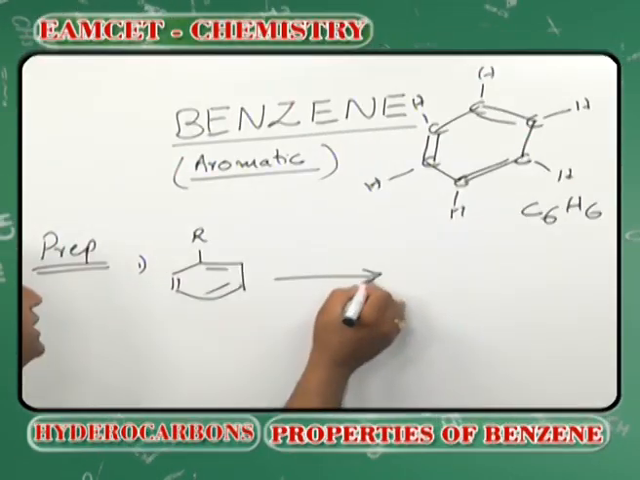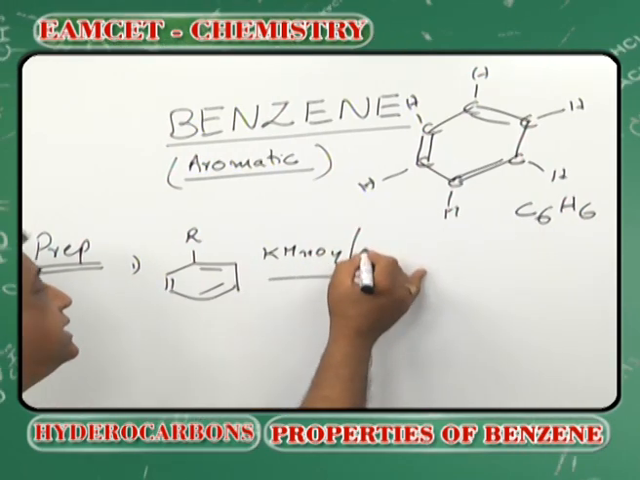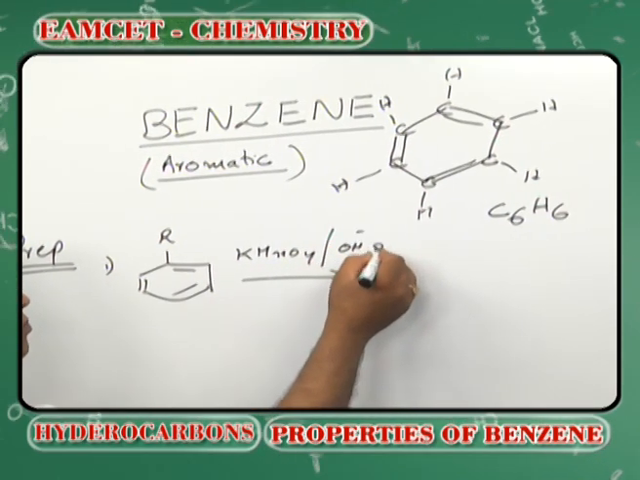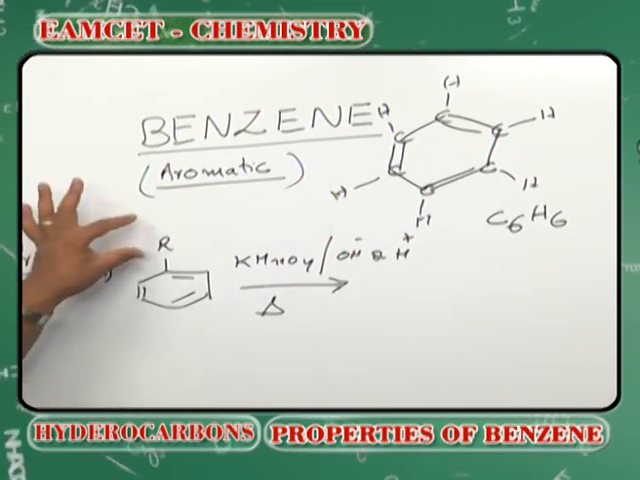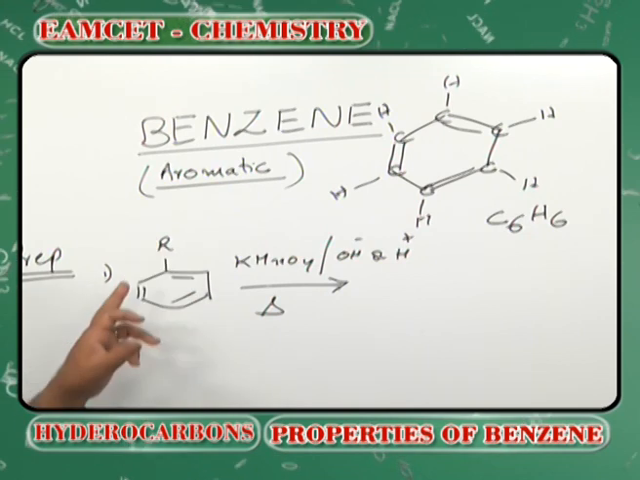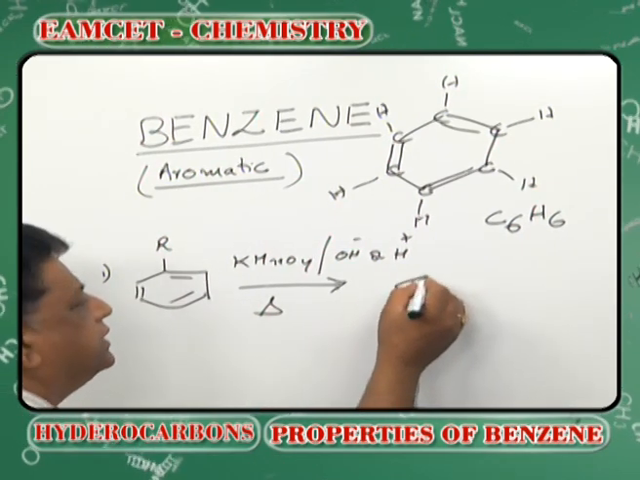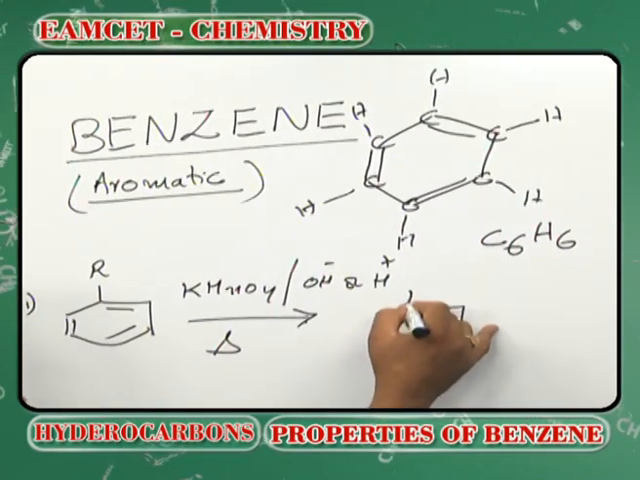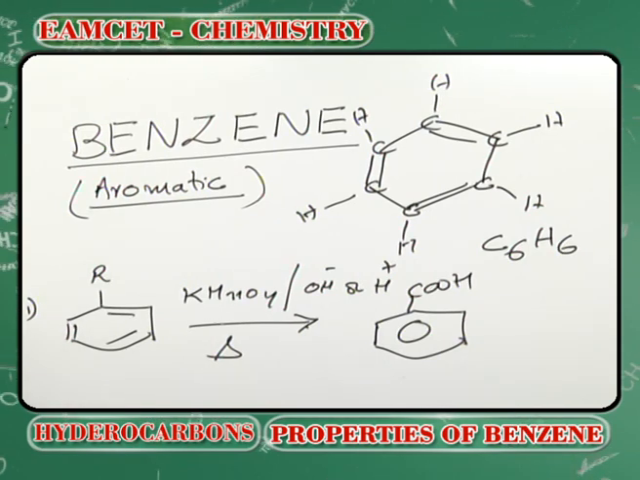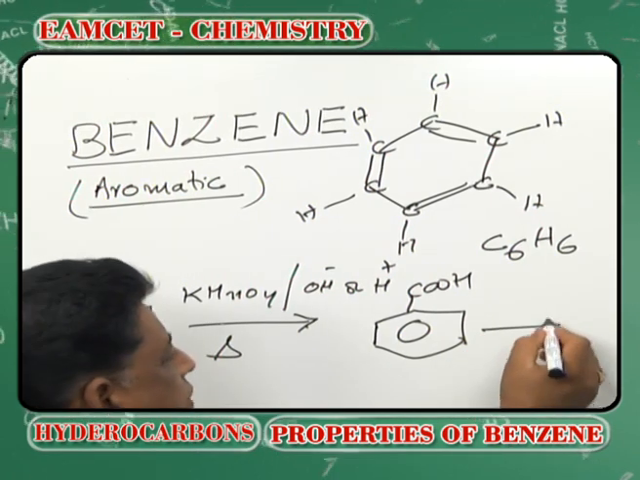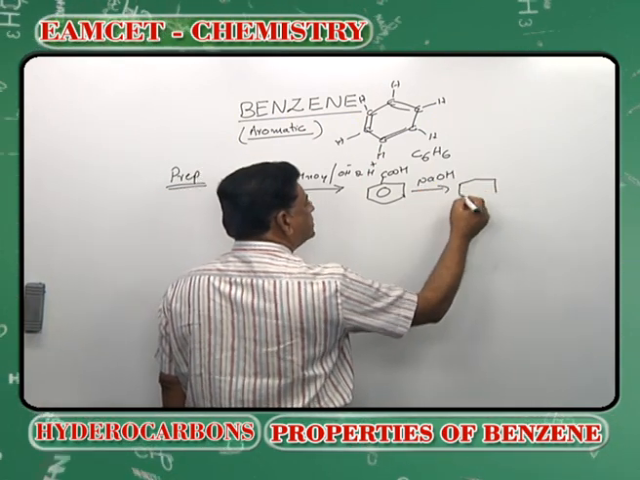When you oxidize with potassium permanganate in acidic medium or alkaline medium, and boil strongly, what happens? The alkyl group, if it is methyl we call it toluene, if it is ethyl, ethyl benzene, all will be oxidized to their corresponding carboxylic acid. Even if we have a long chain, it will also become benzoic acid. Subsequently, you add some sodium hydroxide, and it will become the sodium salt.